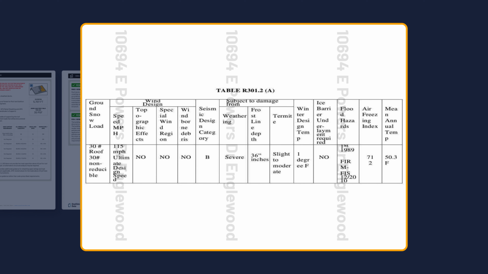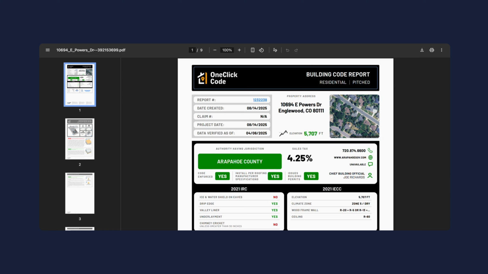Including this page underscores how precise, local, and credible the OneClick Code report truly is. And if you ever need to refer back to it later, you can easily download the PDF by clicking on the download icon at the top right of your report.